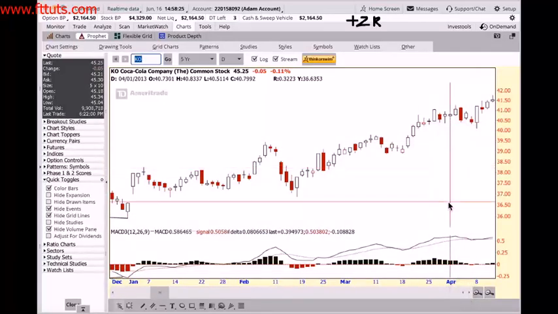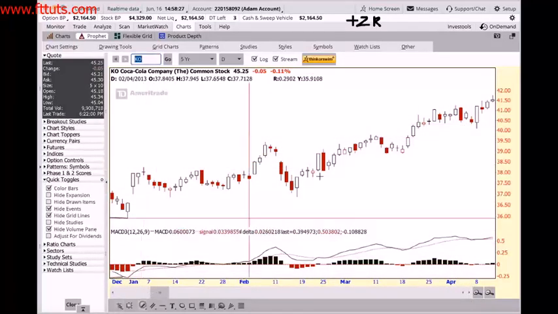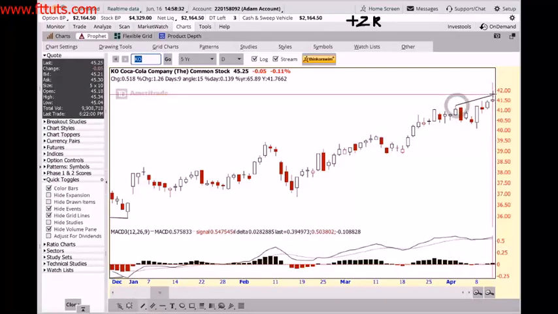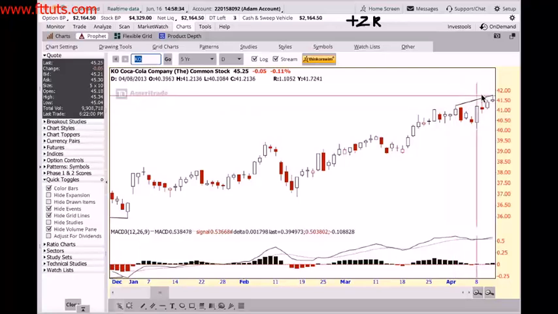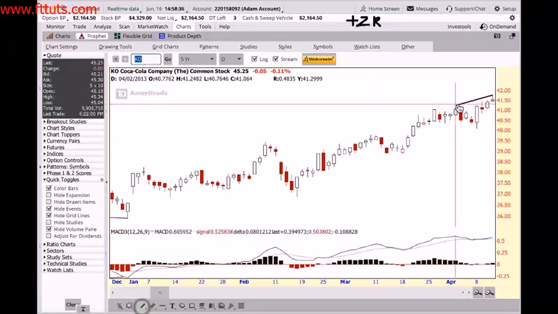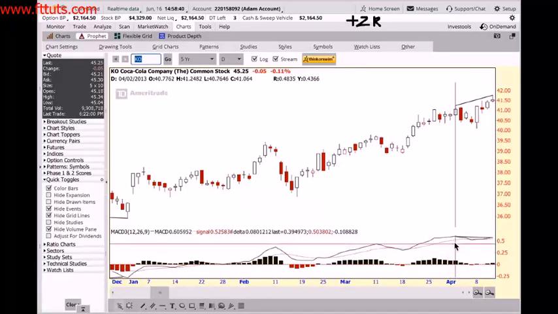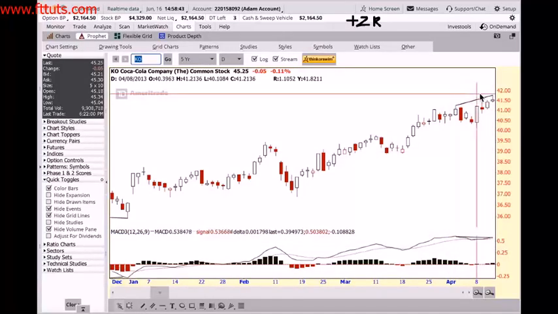I think I scrolled too fast, sorry about that. Okay, now I did spot a divergence here. Again, it was a bit too fast. You connect this swing high to that swing high. All right, so that's making higher highs. And correspondingly, the MACD is making, that's right, lower highs. So there is a slight divergence there.